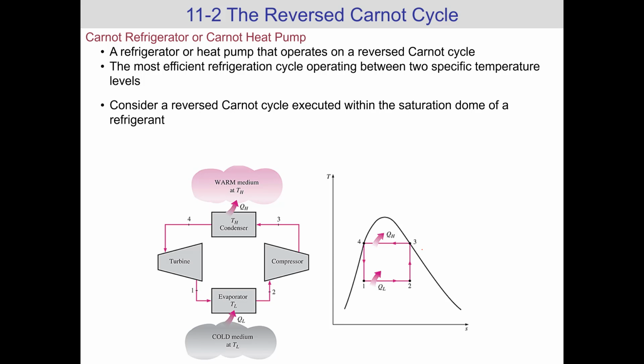Consider the reverse Carnot cycle executed within the saturation dome of a refrigerant. Right, so here the Carnot cycle would be going to the right, where this would be Q in. But for the reverse Carnot cycle, it goes in the opposite direction, and this becomes Q out. In the Carnot engine, this would go in this direction and be Q out. But in the reverse Carnot cycle, this is going in the opposite direction, and this is Q in.